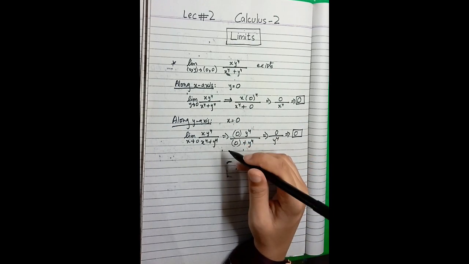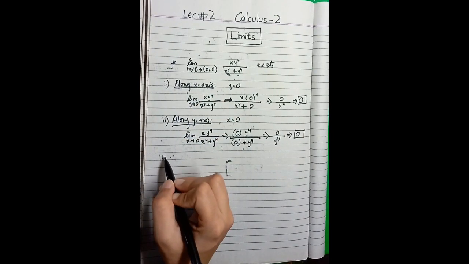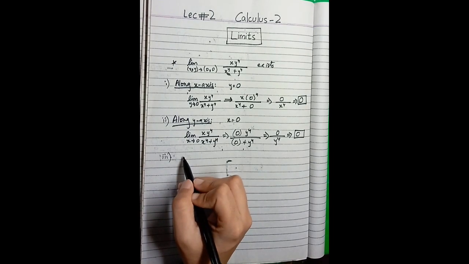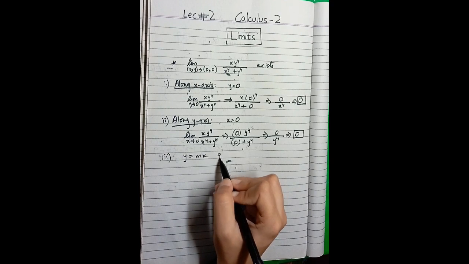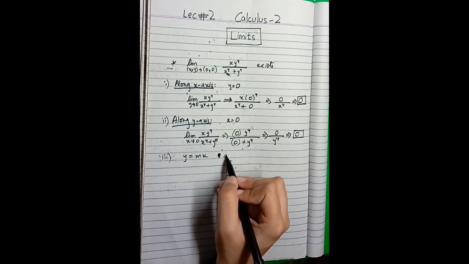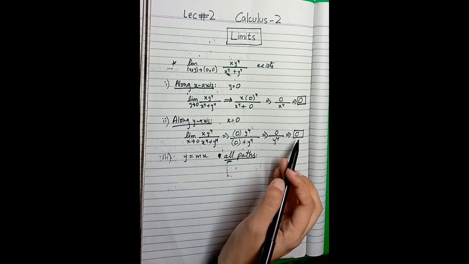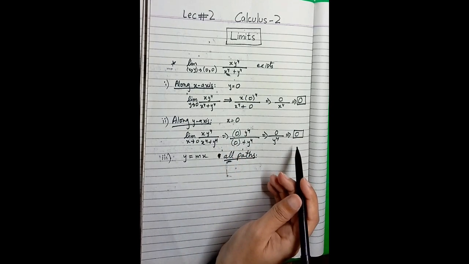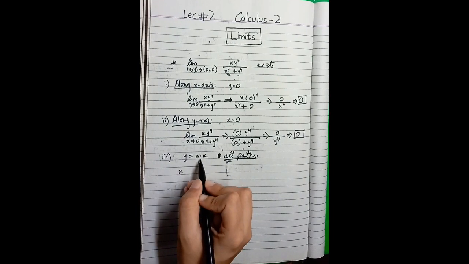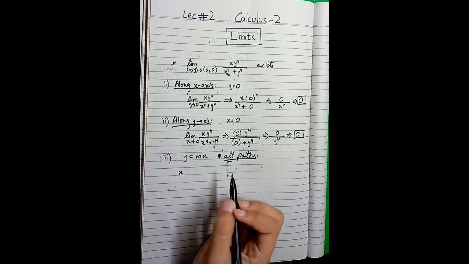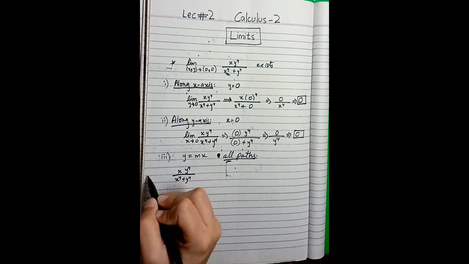But now we also have to check along all paths. This is our first point, this is the second one, and on the third point, we should check along y equal to mx, which means approaching the same point from all paths. So if in this case we get the answer 0, our limit will exist. But if our answer is not 0, our limit will not exist. So we have to put y equal to mx in place of y, but the values of x will remain the same. So the limit of xy^4 divided by x^4 plus y^4.